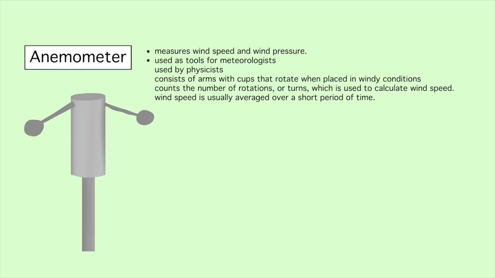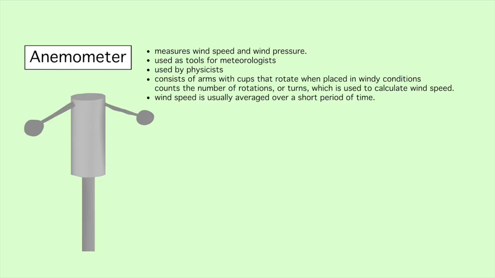Anemometers are used as tools for meteorologists who study wind patterns, or weather patterns as well, and are also used by physicists who study the way air moves. The anemometer consists of arms with cups that rotate when placed in windy conditions, which count the number of rotations to calculate the wind speed.